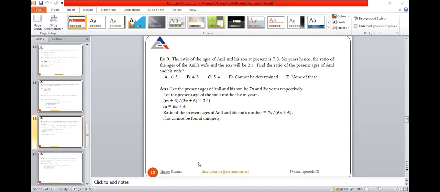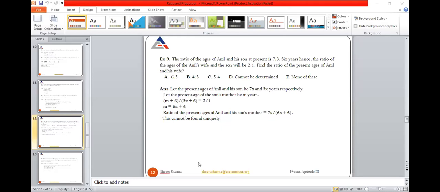Okay. So first of all, let the present ages of Anil and his son be 7x and 3x years respectively. Let the present age of the son's mother be m years. So according to the given condition, क्या कह रहा है condition में? That 6 years hence, the ratio of the ages of Anil's wife and the son will be 2:1. After 6 years, the age of the mother will be m plus 6. Similarly, after 6 years, the age of the son will be 3x plus 6. And its ratio is 2:1.